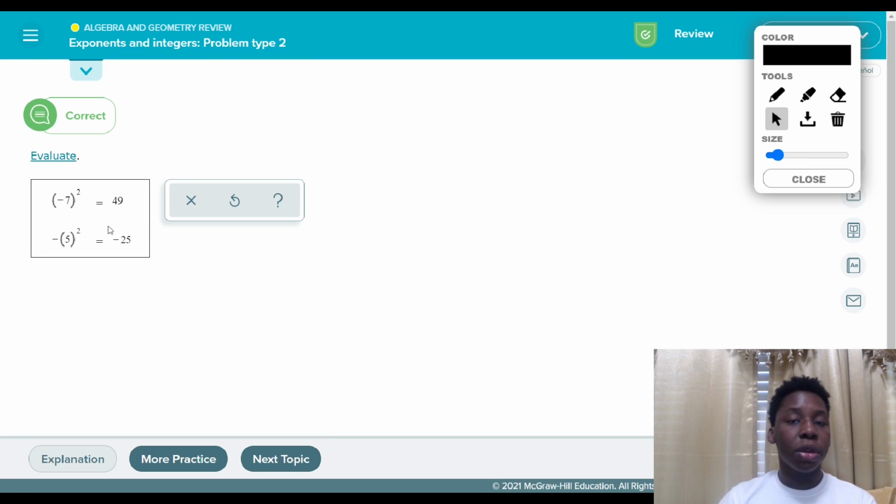5 squared basically means 5 times 5, multiplying 5 by itself 2 times. So 5 times 5 equals 25, and then times this outside minus. We know minus times a plus 25 gives us a minus 25.